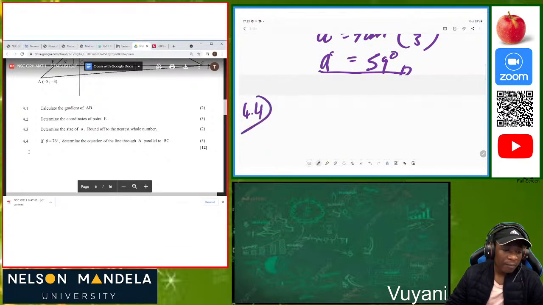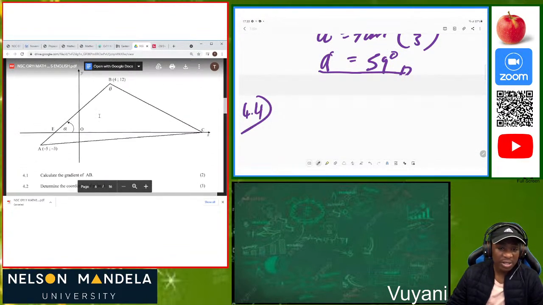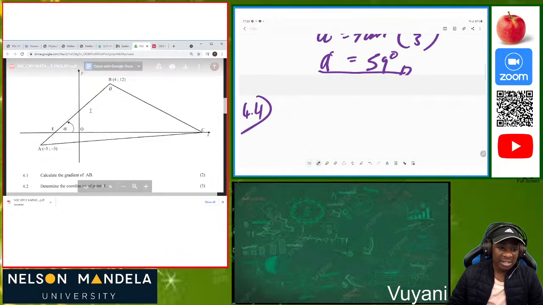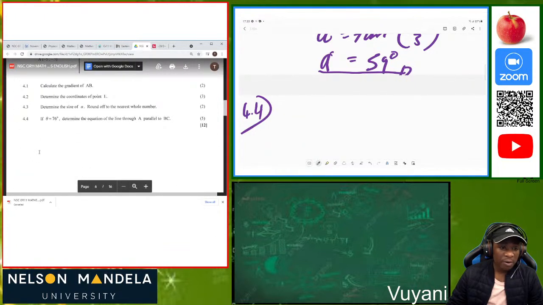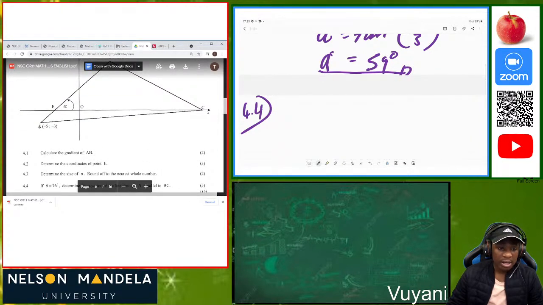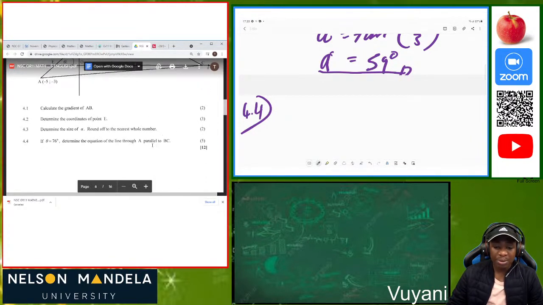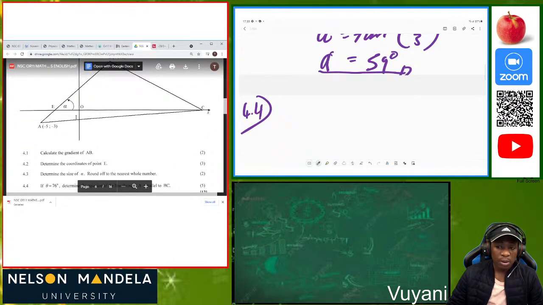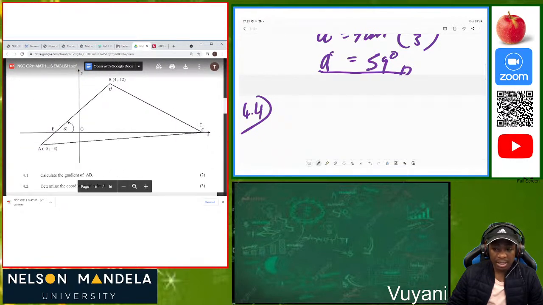On 4.4, they are saying if theta is 76, where is theta? We're given that theta is 76 degrees, okay. Let's move forward. They are saying now determine the equation of the line through A. Where is A? This is A, parallel to BC. Now, let's determine this angle C first.